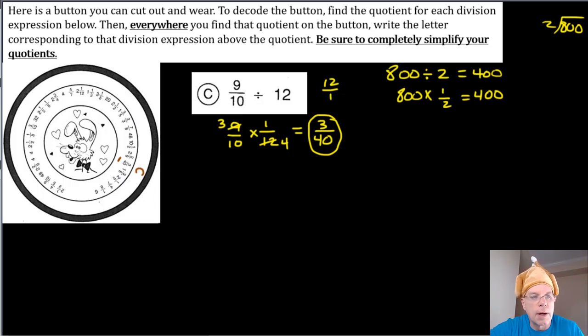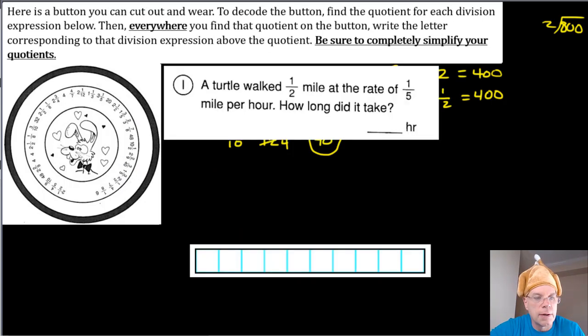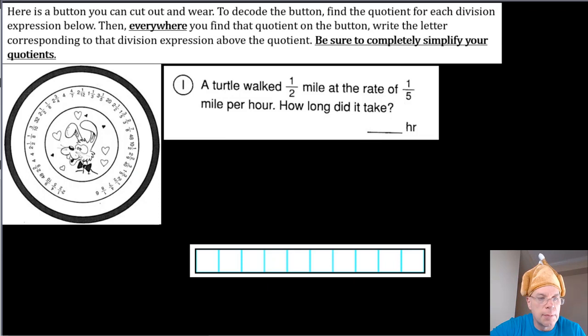I'm going to do one other problem with you here to try to demonstrate a couple things. Problem I, which is the first of the two word problems, says a turtle walked 1/2 mile at a rate of 1/5 mile per hour. How long did it take? And so sometimes when you're dealing with difficult rational numbers like a half and a fifth, it pays to use a method called solve a simpler problem.